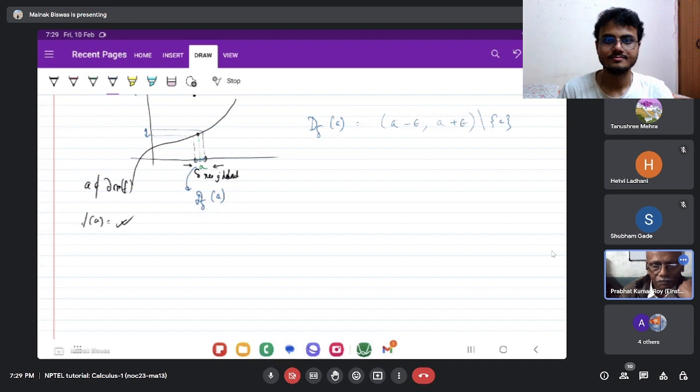There are reasons I'll show you today in one of the examples. If you do not have open intervals, there can be trivial cases which people may fall into. Greater than or equal to's are very difficult to deal with, so open intervals are always very safe to deal with. That's why we are dealing with open intervals. So this is your f of delta of A, this region.